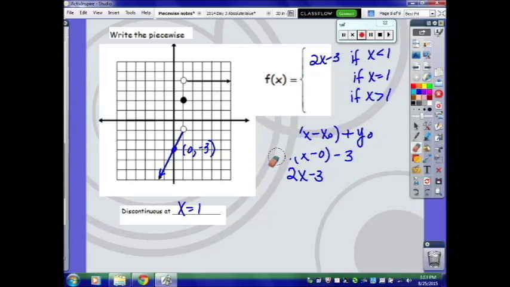All right, second piece. It's a point. So when x is equal to 1, y is equal to 2. So it's the point 1, 2. And then my third piece is a horizontal line at y equals 4. So when x is greater than 1, y is equal to 4. All right, so there's the equation of my piecewise function.